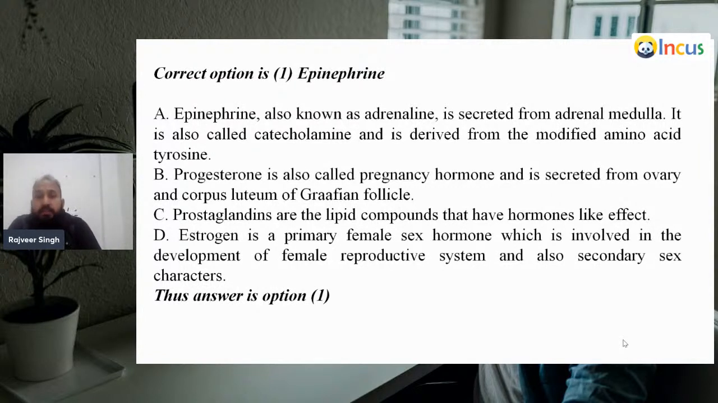It is derived from the modified amino acid tyrosine. Then, progesterone is called the pregnancy hormone and is secreted from the ovary and the corpus luteum of the Graafian follicles. Prostaglandins are lipid compounds that have hormone-like effects. Estrogen is the primary female sex hormone, involved in the development of the female reproductive system and also secondary sex characters. So our answer will be epinephrine.